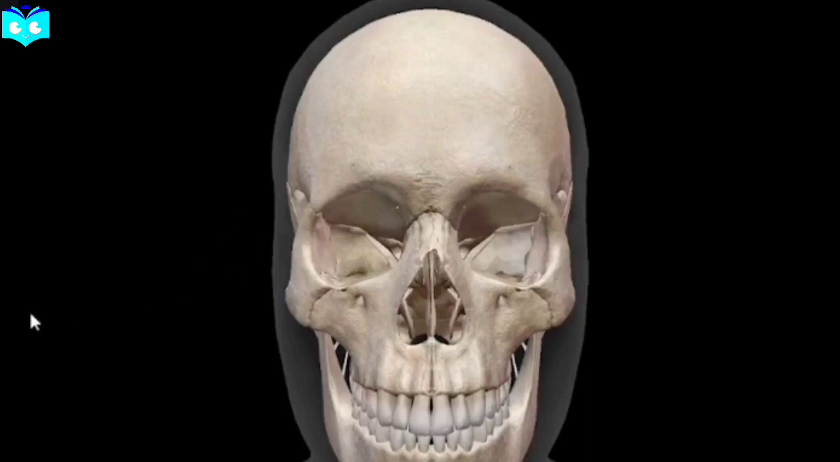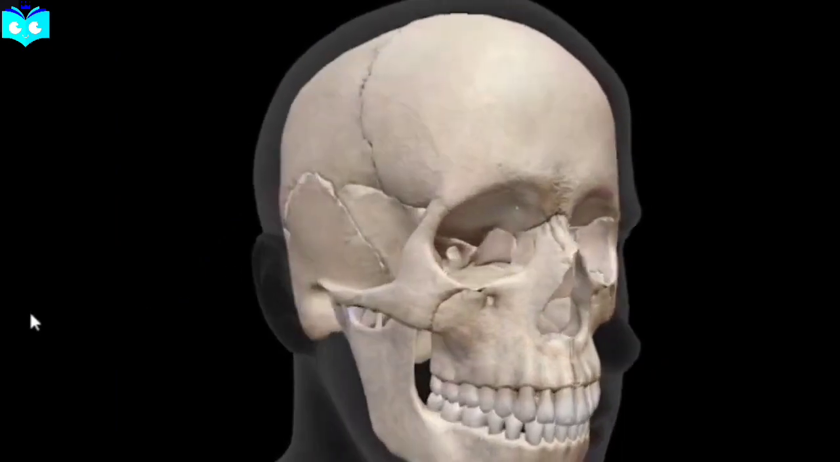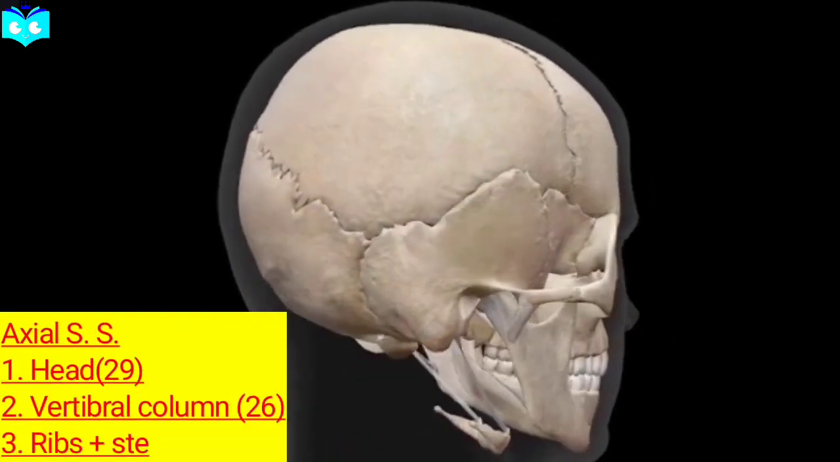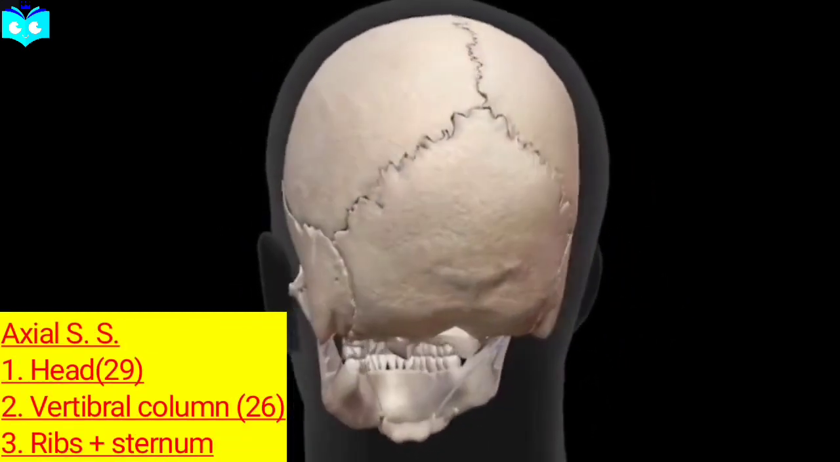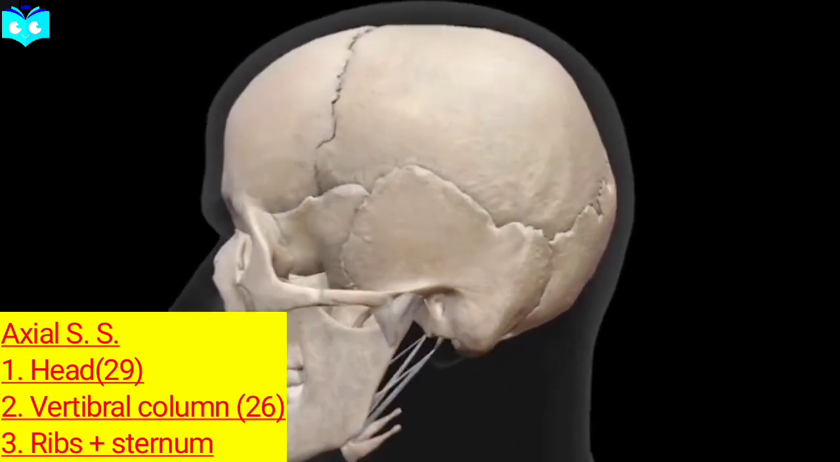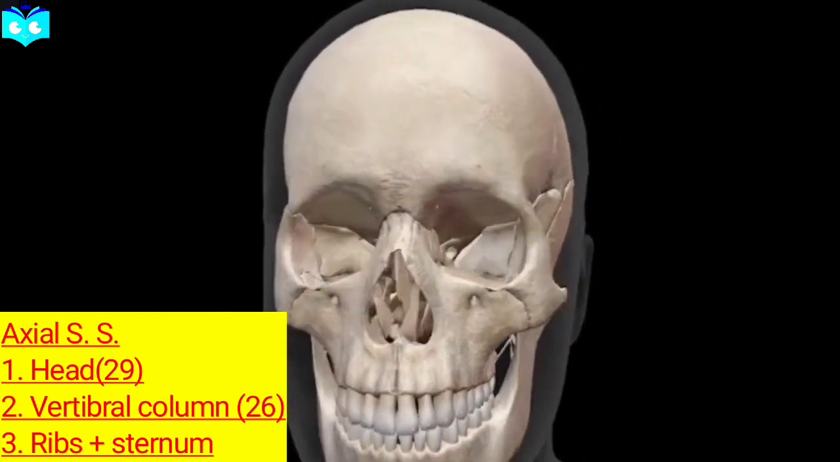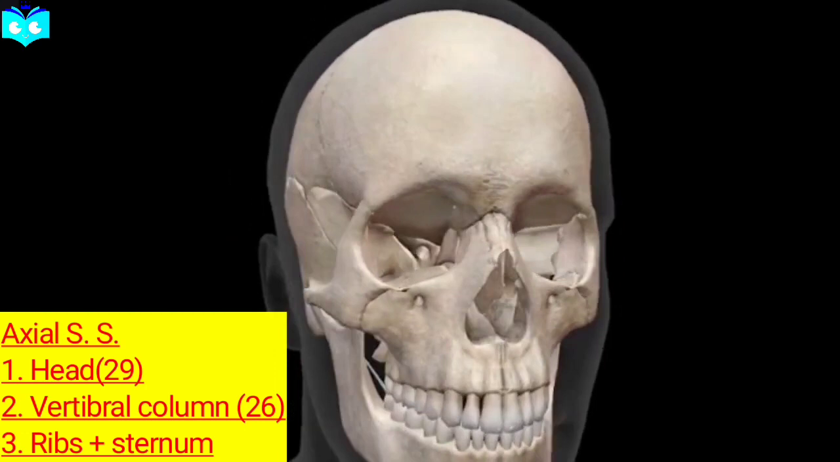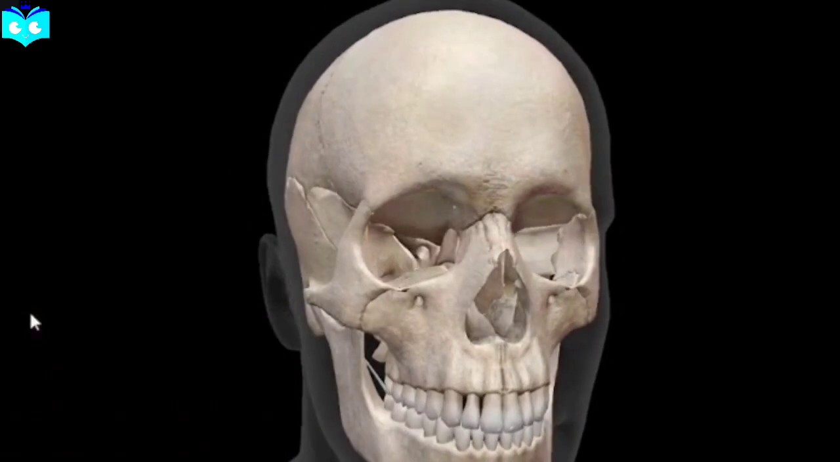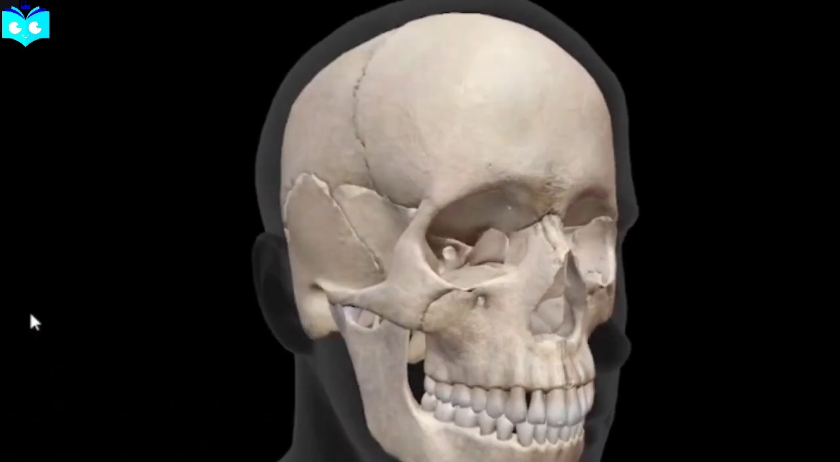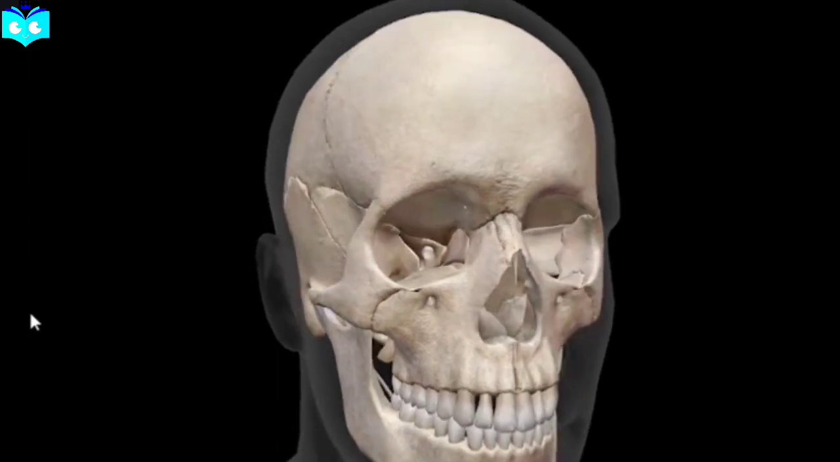First, if we talk about the axial skeletal system, it includes the head, vertebral column, and ribs plus sternum. The head contains 29 bones and the vertebral column has 26 bones. Ribs have 24 bones, which is 12 pairs, and one sternum. At first, we will talk about the skull. The skull of a human being contains a total of 23 bones. As we know, the head has 29 bones, and 6 are the ear ossicles.